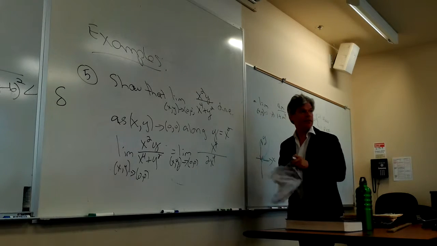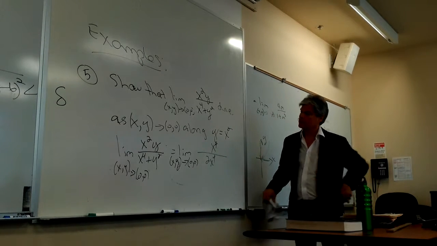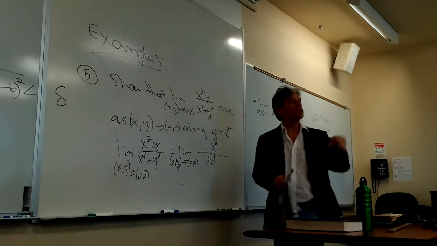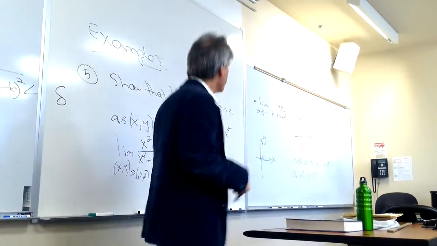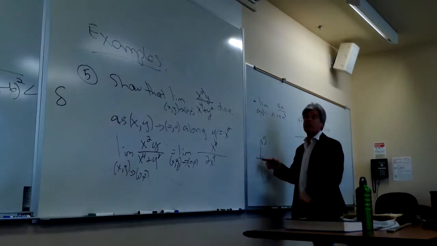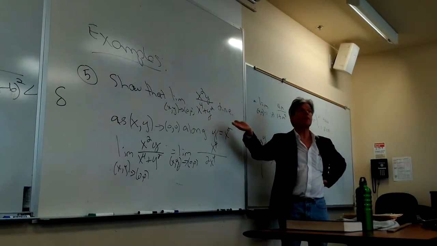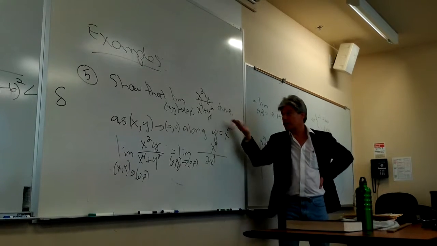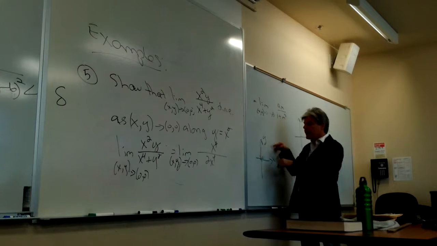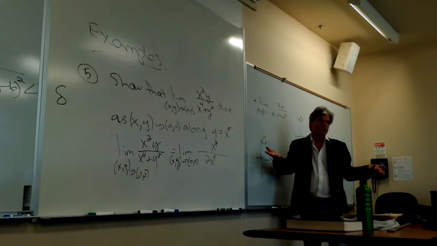I'm having trouble with what our goals here are. And the goal is this simple. I'm just trying to find two paths going to the origin for which the limit is actually something different, because I'm telling you up front that the limit does not exist. For you to show the limit does not exist, you've got to find different paths for which the limit gives you a different number.